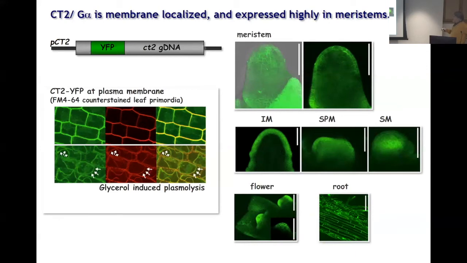And fortunately, as we hoped and expected, we saw high expression in the meristem. So it is expressed in the meristem, and has some interesting patterns. I don't really have time to go through that.